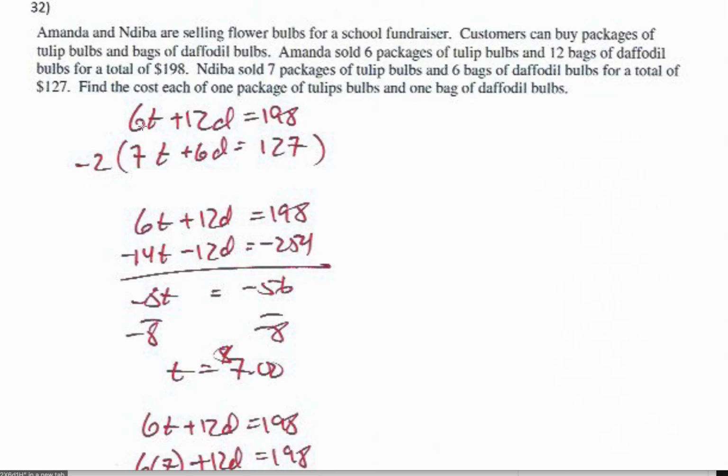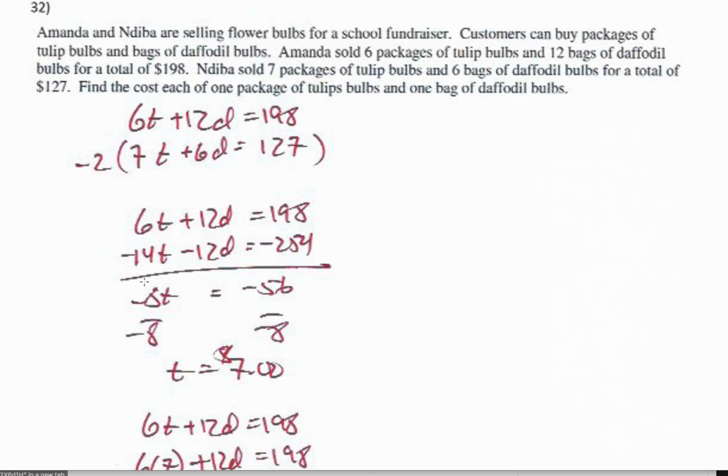Now, you could do the bottom by 6 and the top by 7, negate one of them, and that'll get rid of the T's. Or 12 and 6, and that'll work. But the easiest way is to just use -2 here. Top one stays the same. I'm not touching it. 6T plus 12D is 198. Bottom one, -14T minus 12D is -254. Now my D's match. I love it.